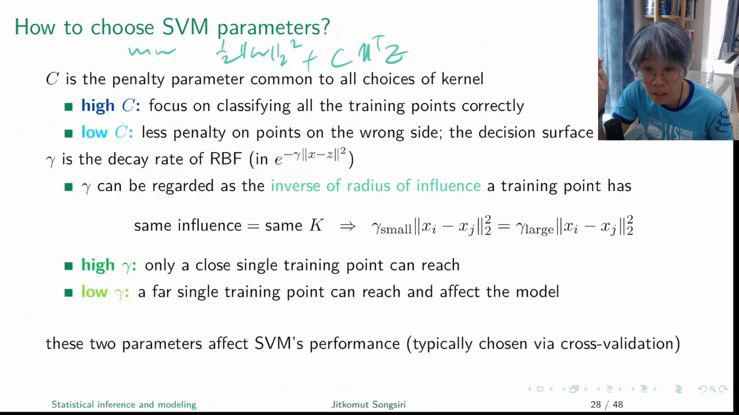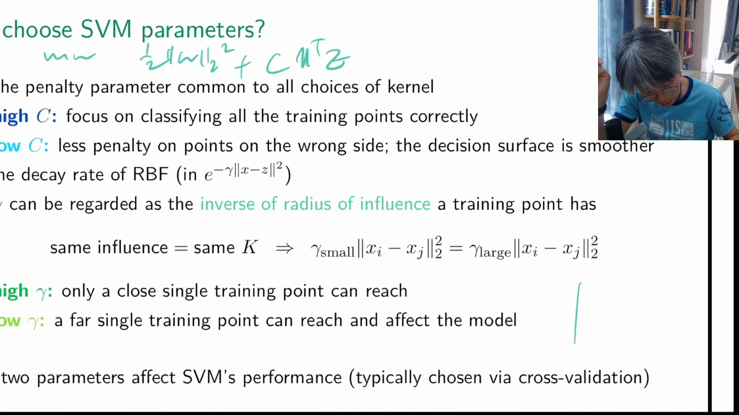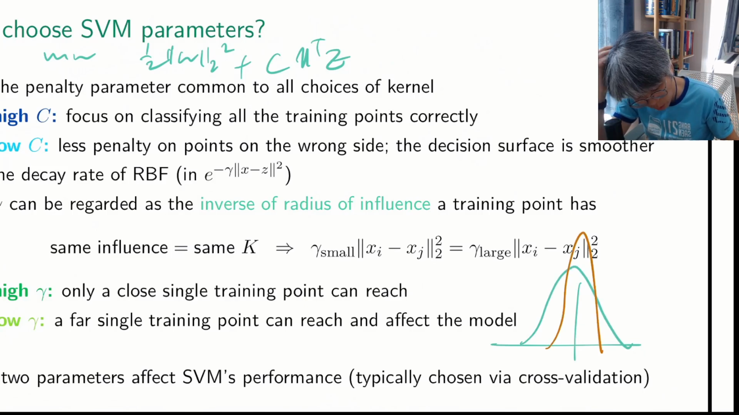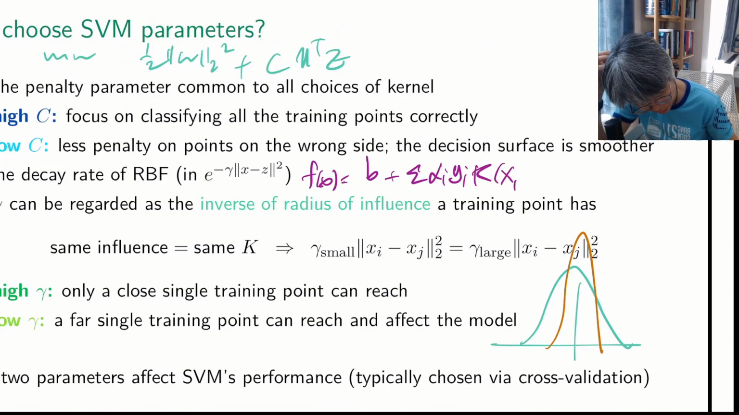Gamma is a decay rate for the RBF kernel function. So again, if we plot the kernel function here in two cases, meaning when you have small gamma and large gamma, your final prediction would be the sum of alpha_i, y_i, k(x_i, x).